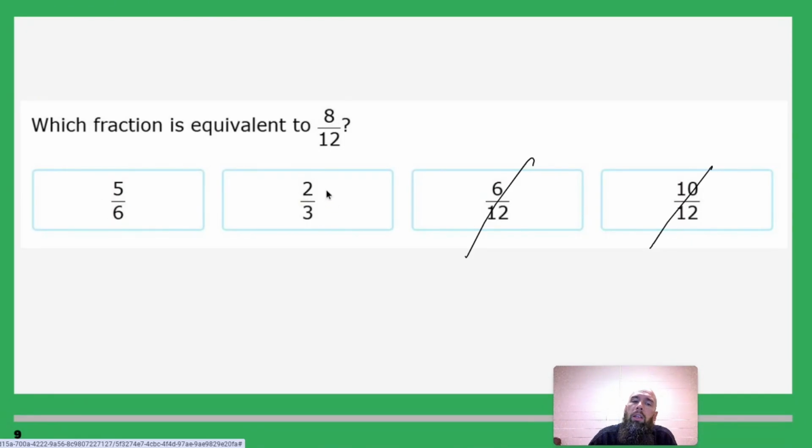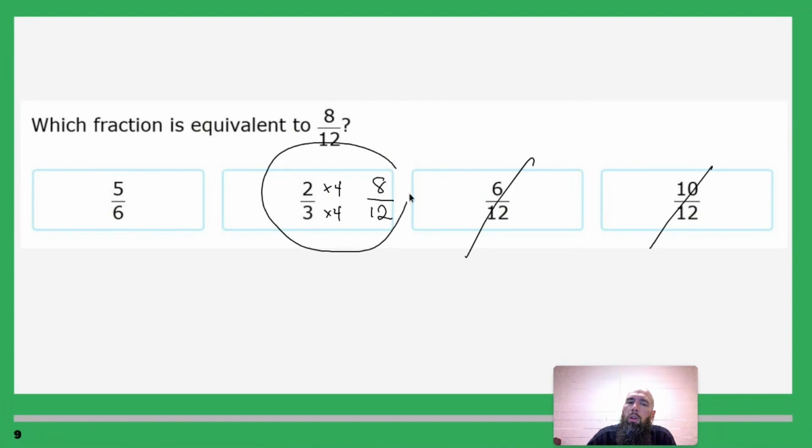2 times what is 8? 2 times 4 is 8, so we multiply the top and the bottom by 4. 2 times 4 is 8. 3 times 4 is 12. This one is going to be the correct answer, which means the other one is not. Okay, so we kind of approach that one differently. Again, if it's 8 over 12, it can't be something different over 12. Something different over 12, that's literally impossible. So it's got to be 8 over 12, 2 over 3. Very good.